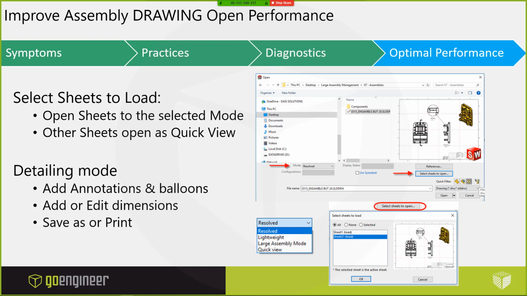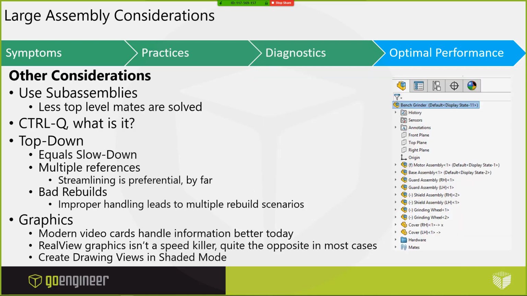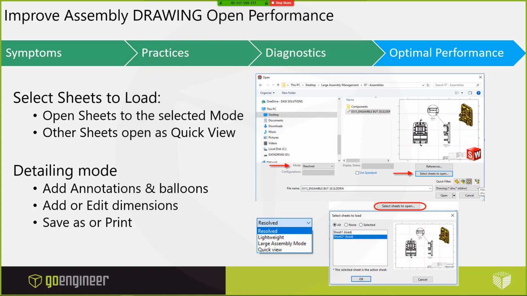And then new for 2020, we've got the SOLIDWORKS detailing mode, which allows us to add annotations, balloons, and add or edit some dimensions along with saving and printing. And it's almost like detached drawings, but it's a lot quicker. And I can show you that one real quick too.